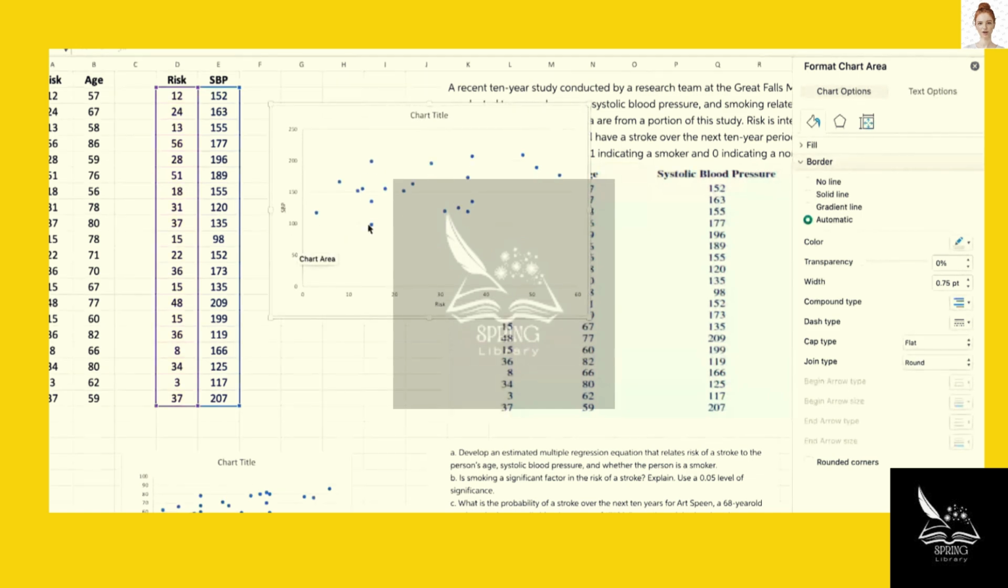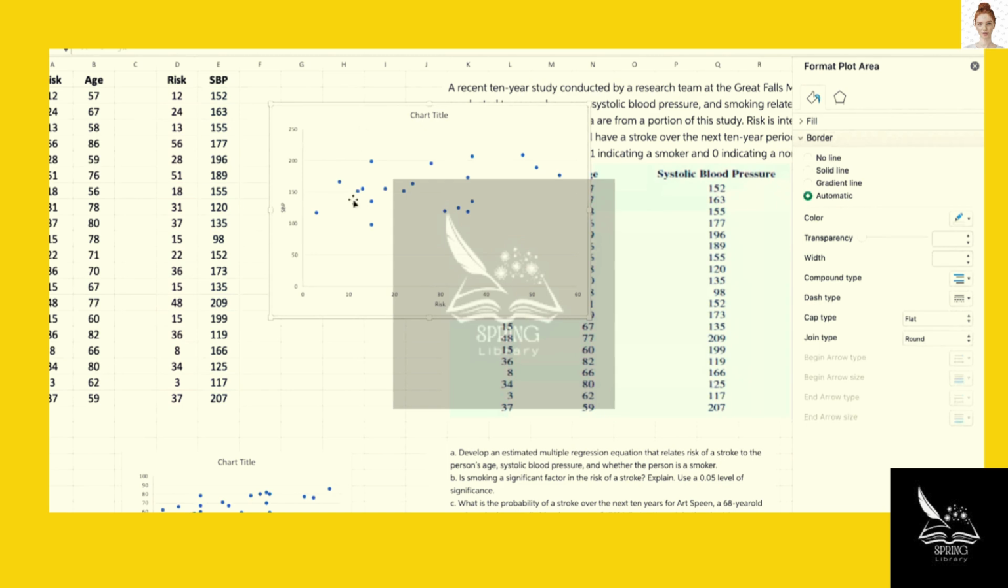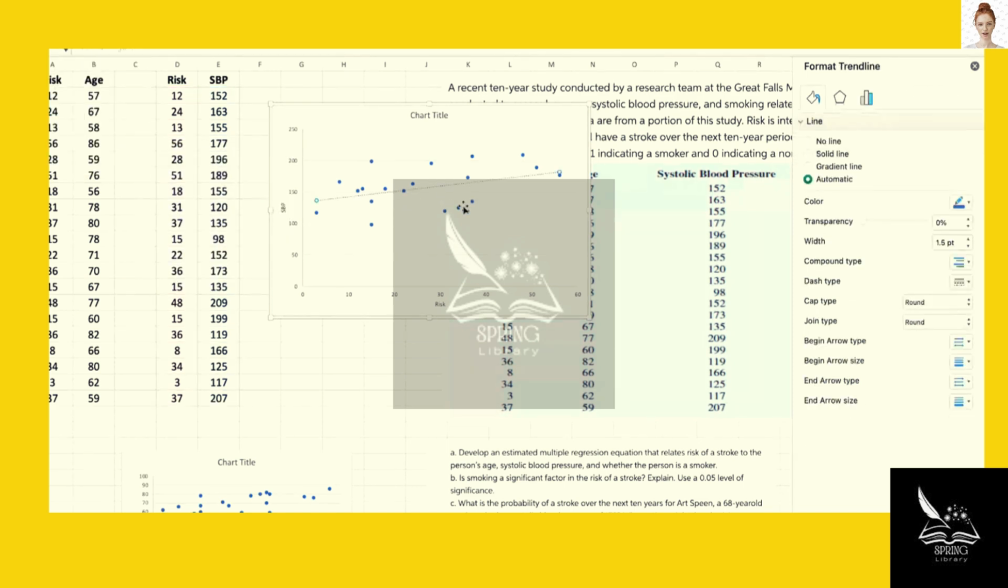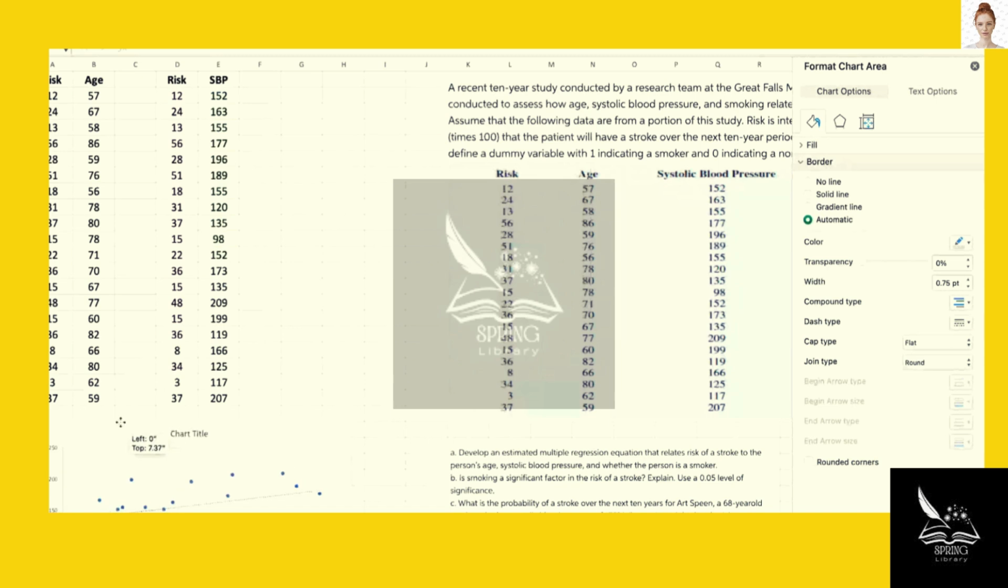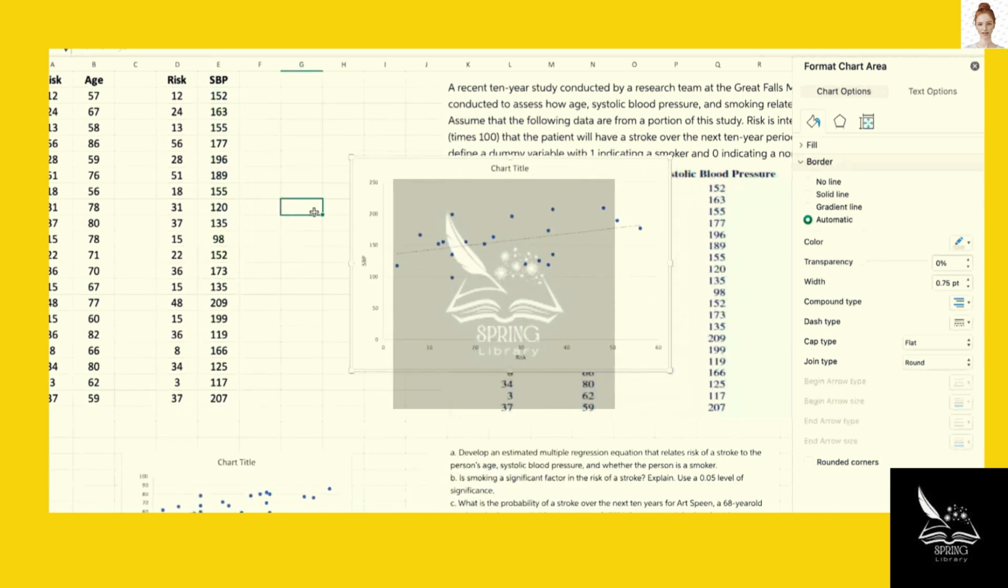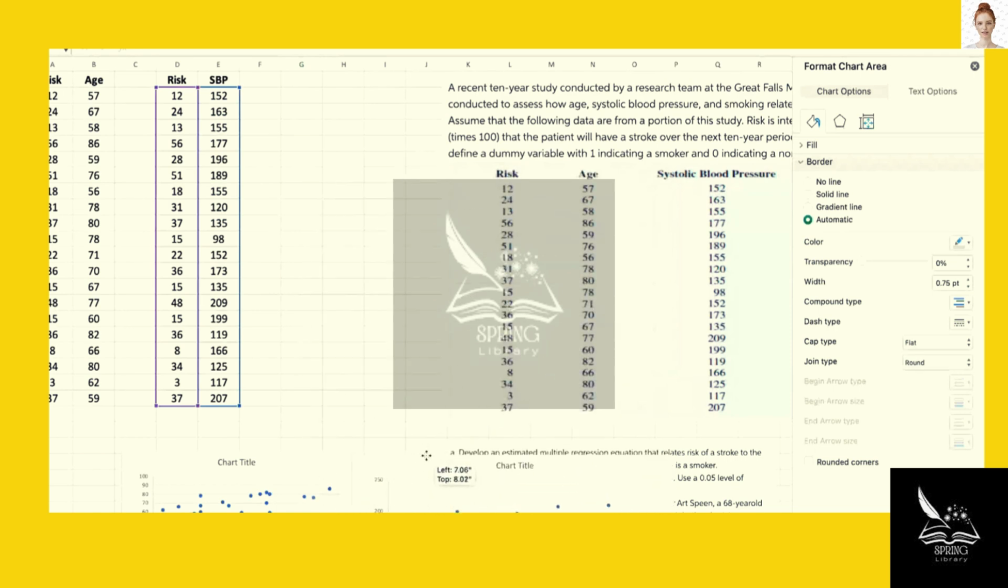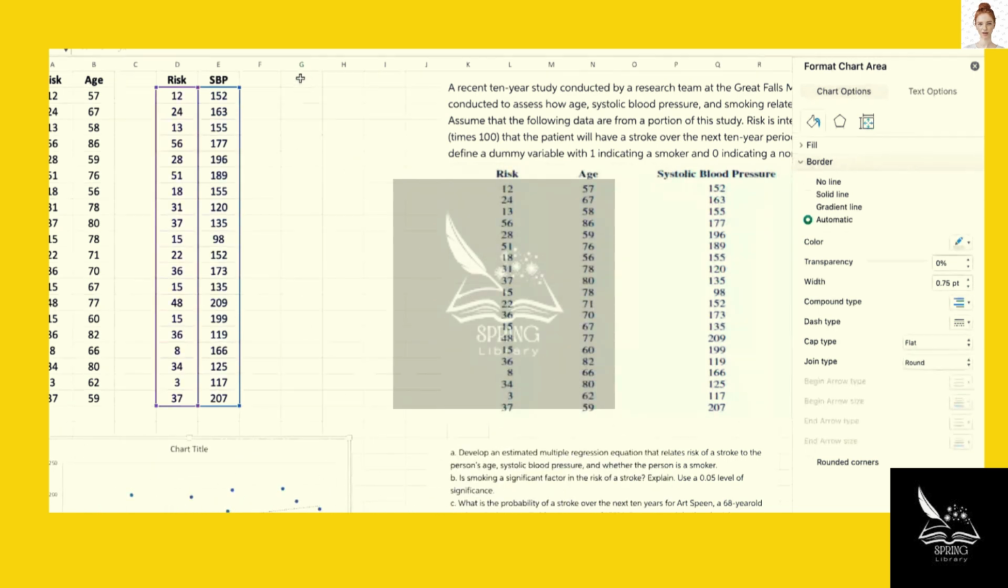I mean, it doesn't appear to have a trend with your blood pressure and your risk like I thought that it would. So I'm going to insert a trend line. There is a slight risk for this information. So that is the graph for that one, or scatter plot. I'm just going to move it down here.